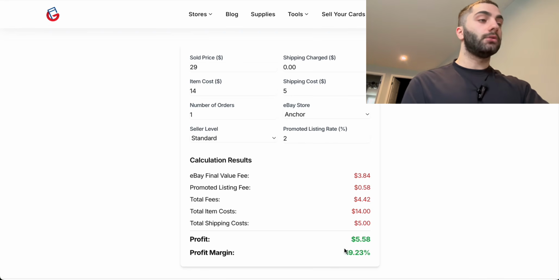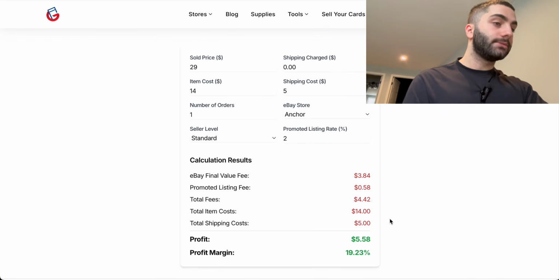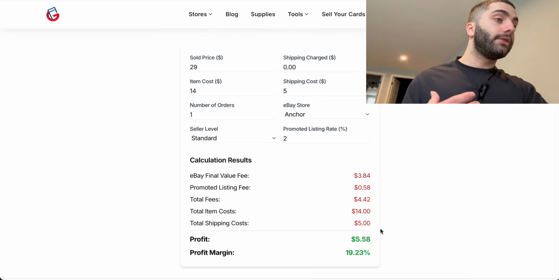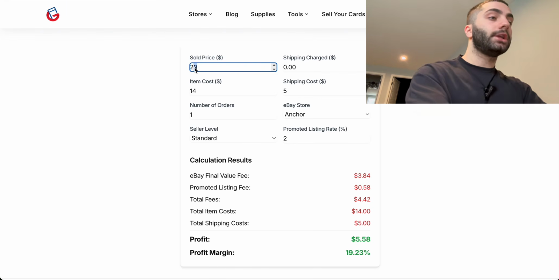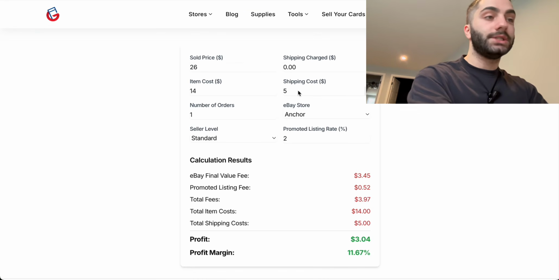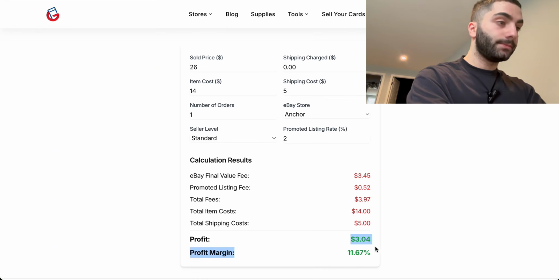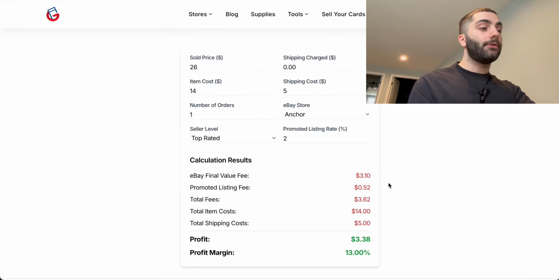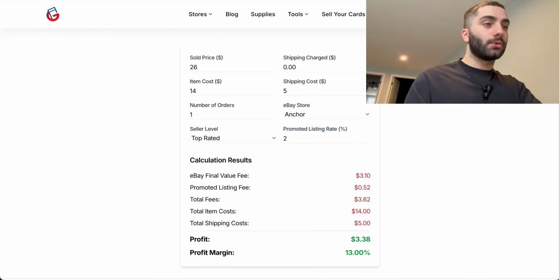Of course, you can go lower. If you're happy with $5 of profit, or if you think that's too much, you could go lower. So you could even charge like $26, and then you're still making an 11% profit margin with $3 of profit. And then if you get to that top rated level, even higher. And that's pretty much how this works.